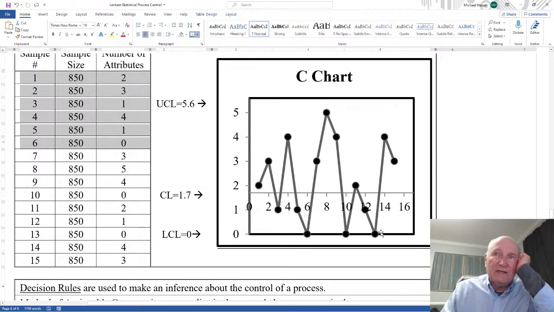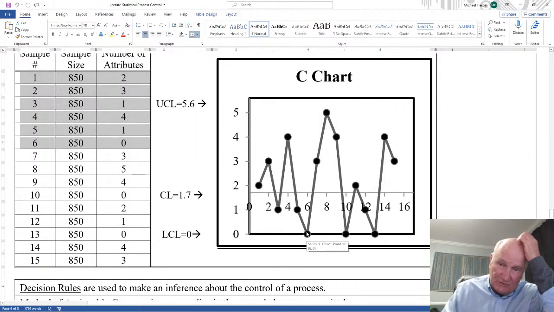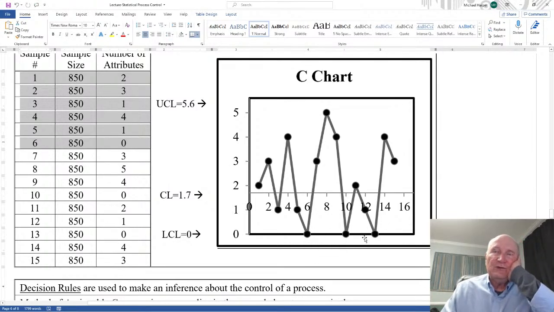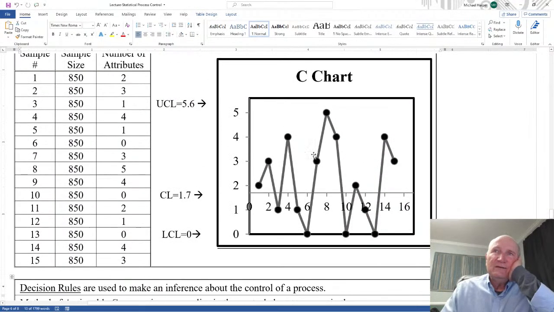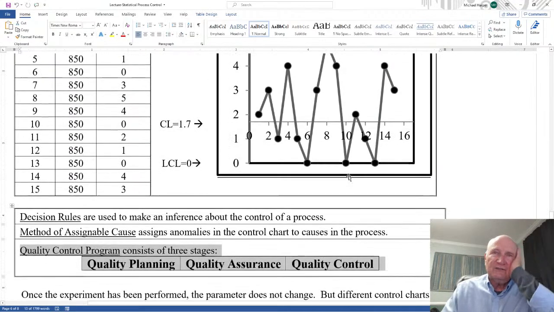When it's on the line here, it's in. So you cannot violate the lower limit when it's 0 for a C chart or a P chart or an R chart. That's the lowest it can be. Okay. The same thing applies. The decision rules, the same thing applies. Method of assignable cause applies. Quality control program, same thing applies. It applies to all these charts.